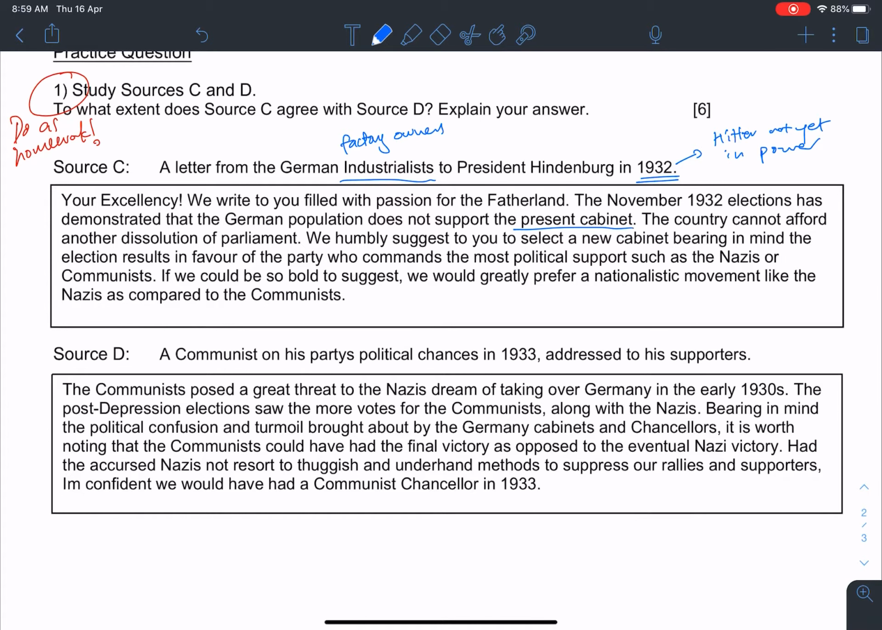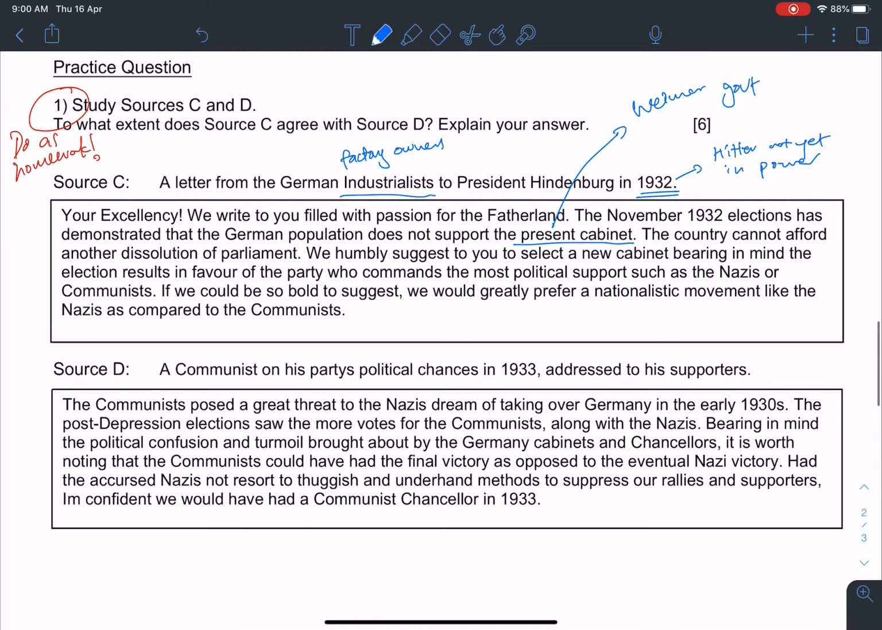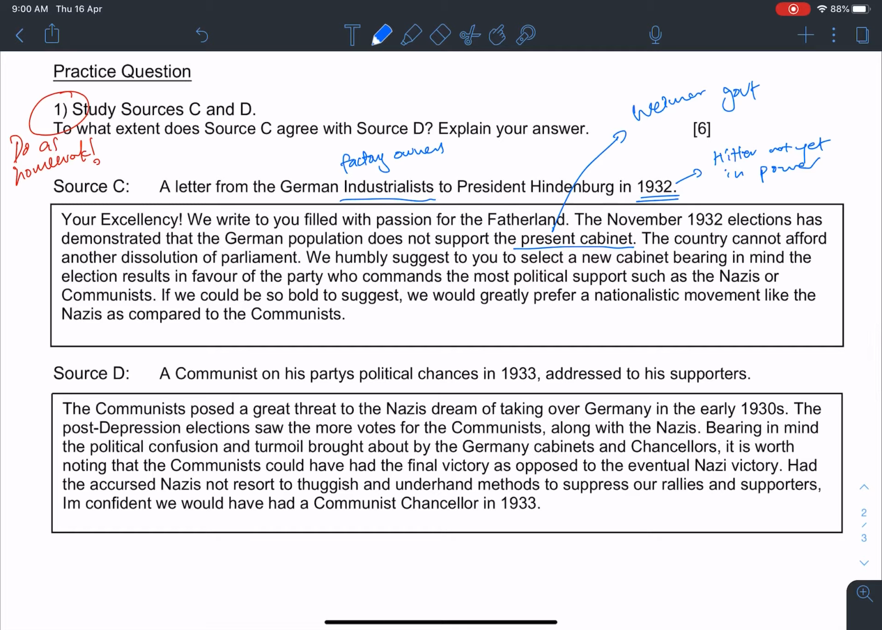Present cabinet. Who is this? 1932. I think it is the Weimar government, right? Or rather, it is still the Weimar government. It is not dominated by the Nazis yet. Okay, they cannot afford another dissolution. Dissolution is like to dissolve the parliament. We humbly suggest you select a new cabinet bearing in mind election results in favor of the party which commands the most political support, such as the Nazis or communists.